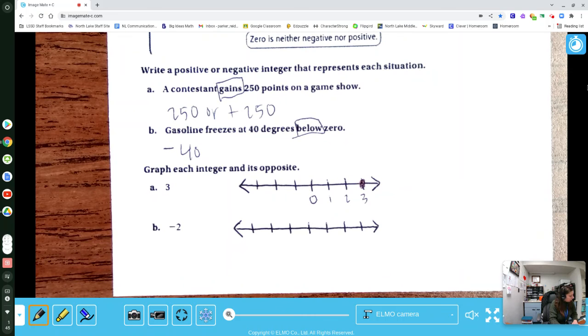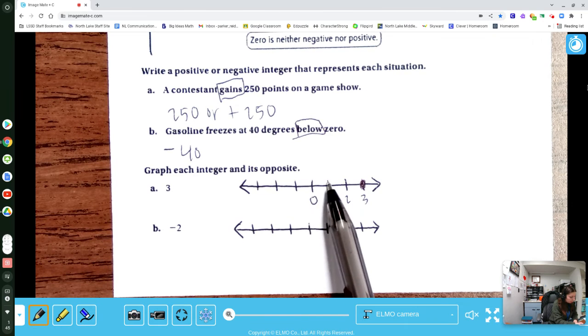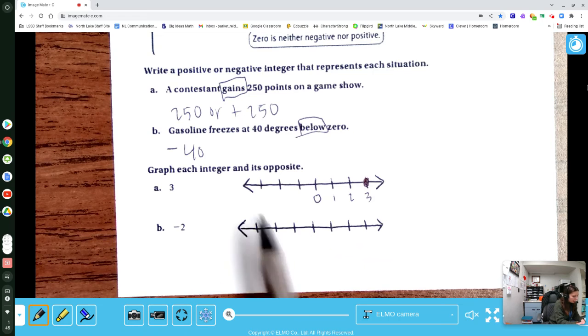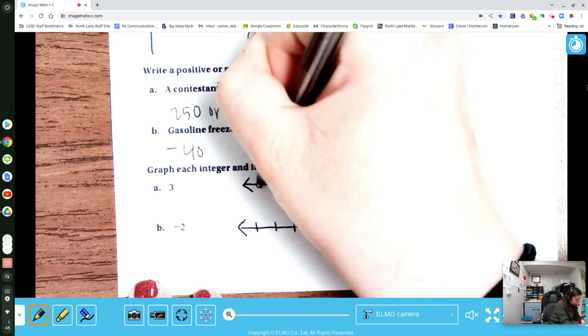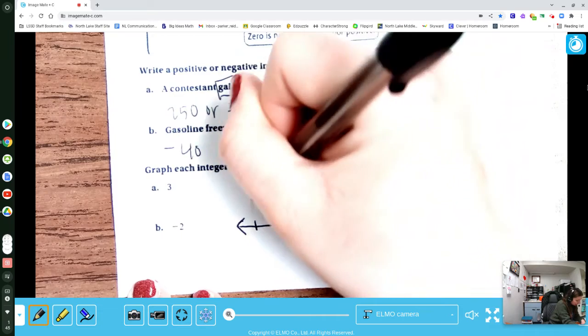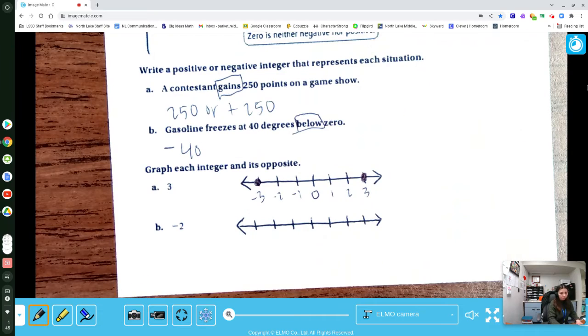Now remember, we're graphing its opposite now. Its opposite should be on the other side of 0 on the left-hand side, but it should be the same distance away. So this point here is 1, 2, 3 units away from 0 on the right. So its opposite is going to be 1, 2, 3 units away from 0 on the left. It's going to be at the value -3.